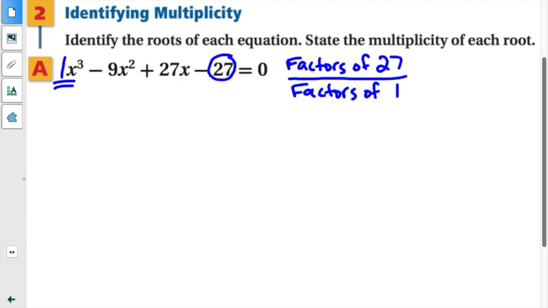So check it out. The factors of 27 could be 1, 3, 9, or 27. The factors of 1 are just 1. But remember, these factors could be positive or negative 1, positive or negative 3. So you have to include all of those possibilities.